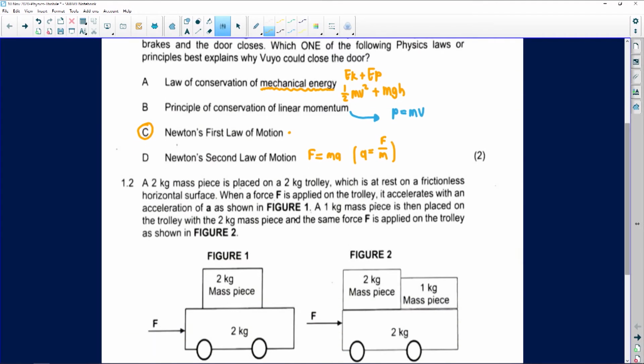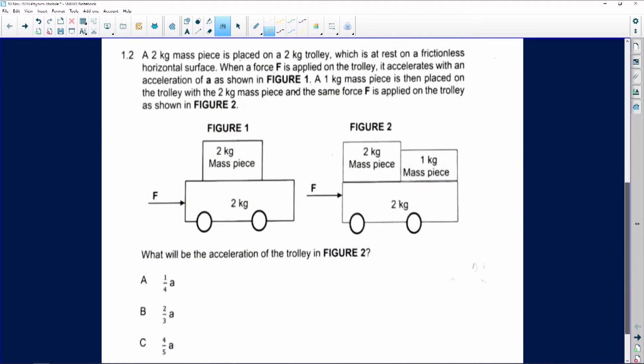Let's move over to the next one. So here we are told we have a 2 kilogram mass piece, which is placed on a 2 kilogram trolley. I just want to underline this. We've got 2 kilograms, which is a mass, and another 2 kilograms, which is a trolley. Now, I want you guys to think of it like this. If I, moi, weigh 40 kilograms and then Mbali weighs 60 kilograms, collectively we will weigh 100 kilograms.